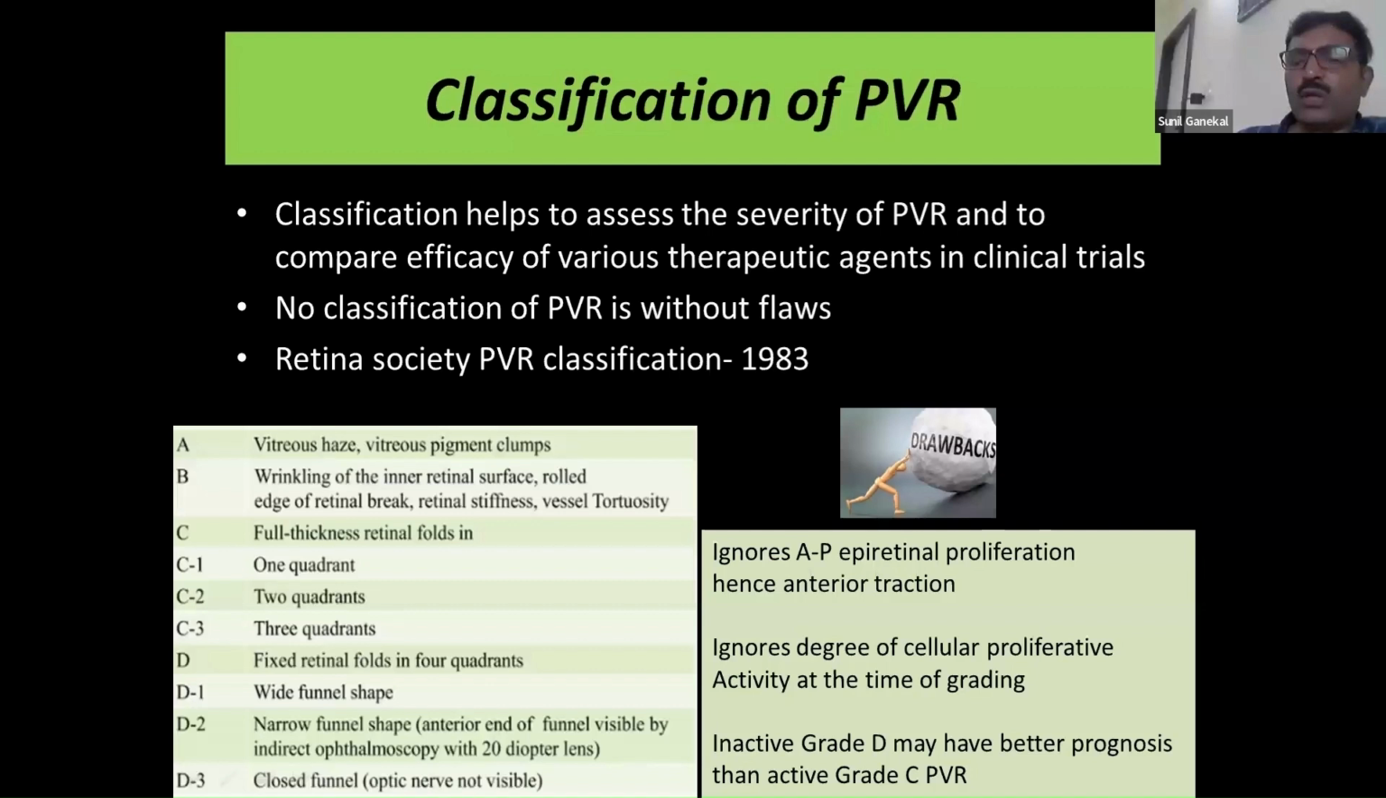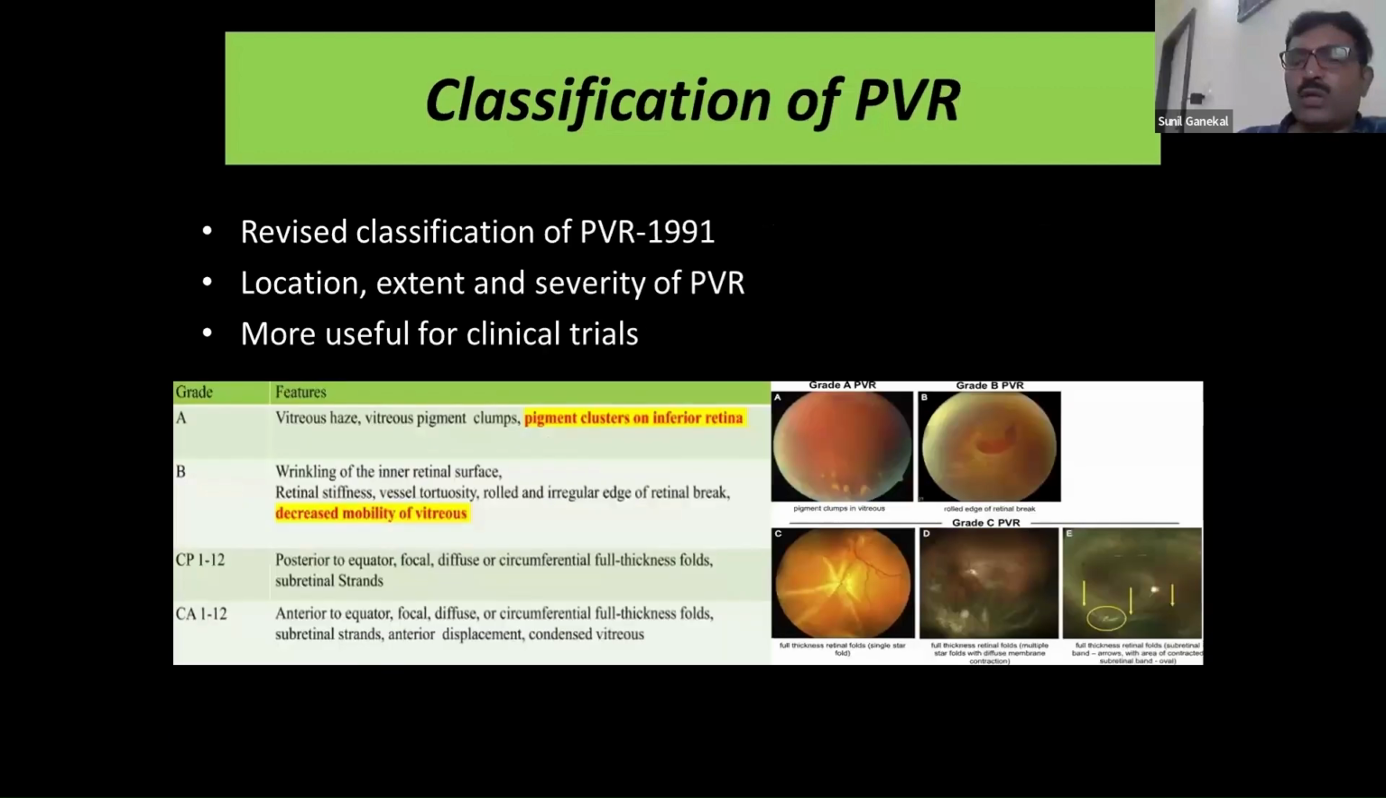Then the revised classification came back in 1991, based on the location, extent, and severity of PVR. In that, grade D was removed. A, B, C. CP means posterior, CA means anterior. This is based on the number of clock hours, which we divided into 1 to 12. A and B stay the same, but if the PVR develops posteriorly, it is CP. If it develops anteriorly, it is called anterior PVR. These are some PVR examples: grade A, grade B, and grade C PVRs. So this became a much more useful classification for the management of PVR.